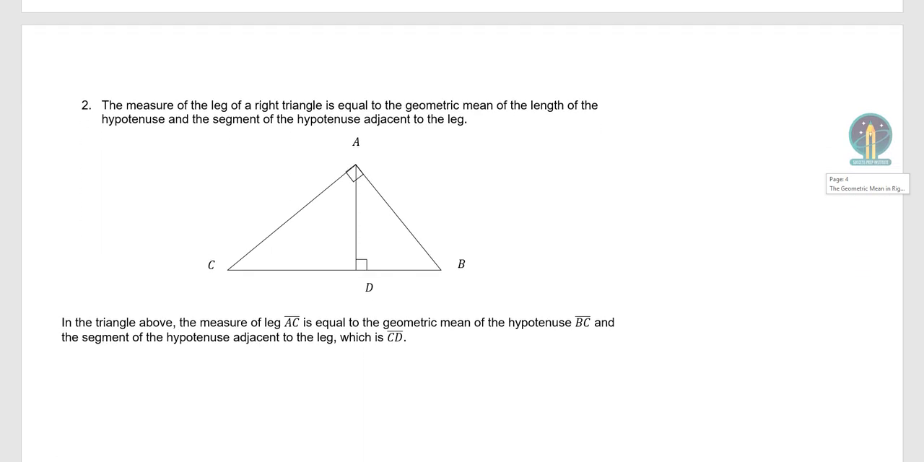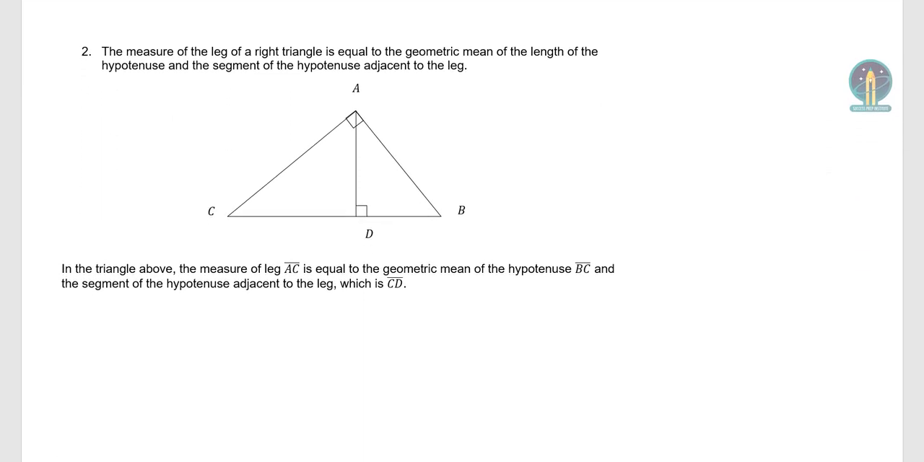The second property of geometric means as they apply to triangles is that the measure of the leg of a right triangle, let's say something like AC, is the geometric mean of the length of the hypotenuse and the segment of the hypotenuse adjacent to the leg. So AC is the geometric mean of the length of the hypotenuse, which is BC, times the segment of the hypotenuse adjacent to the leg.